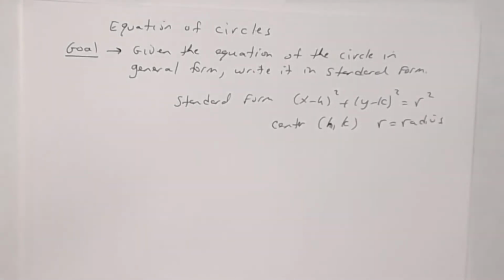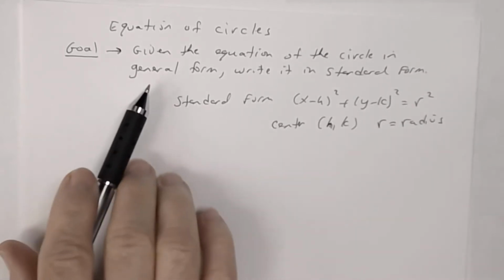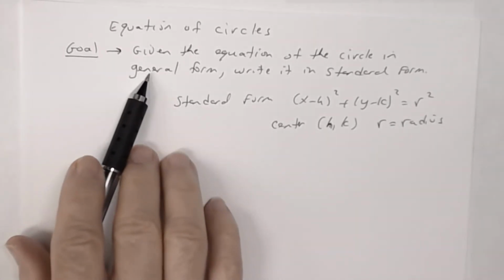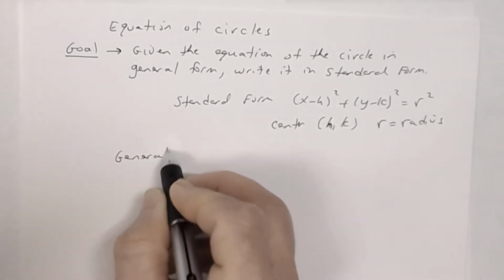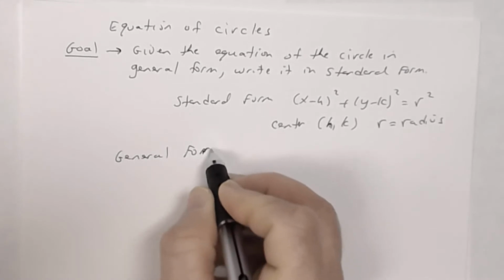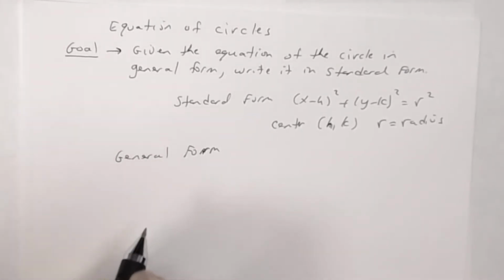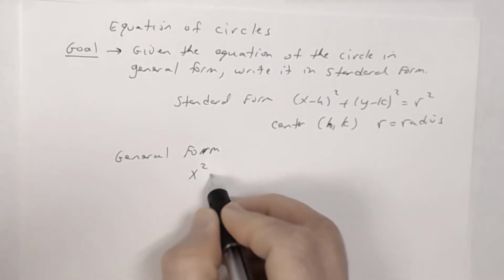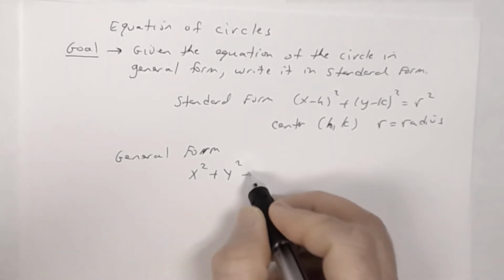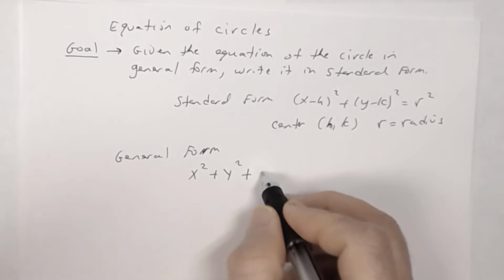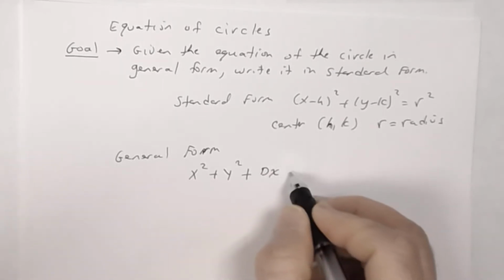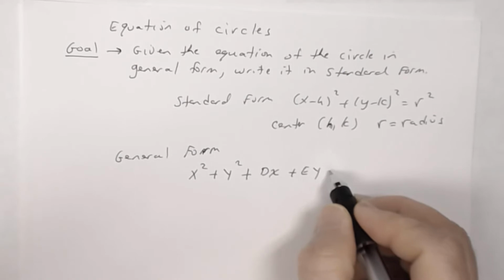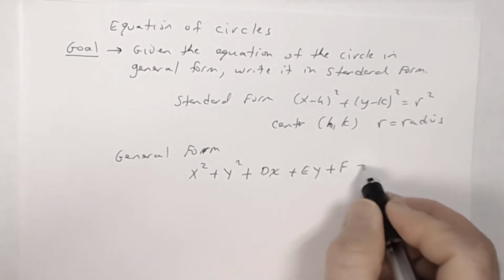Now, what we want to do is, given an equation of a circle in general form. So this is general form, so listen carefully. That's something new, general form. The general form of the equation of a circle looks like this: x squared plus y squared plus d times x plus e times y plus some constant f equals 0.